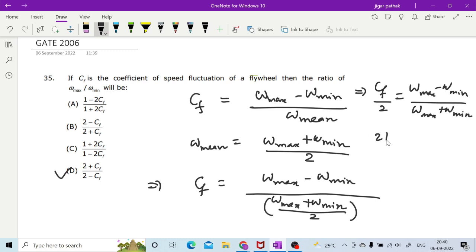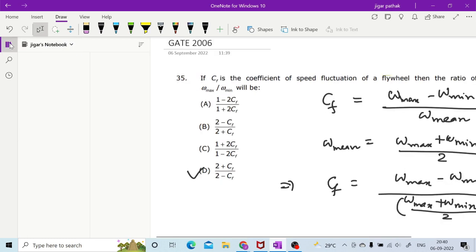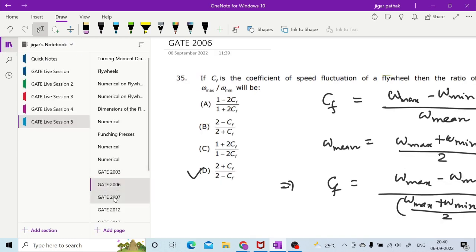Right? So this 2 plus CF and 2 minus CF, when you do the same on the other side, it will give you omega max by omega mean. Actually 2 into omega max by 2 into omega mean, the 2 will be cancelled out, correct? Yes or no? Yes, sir.